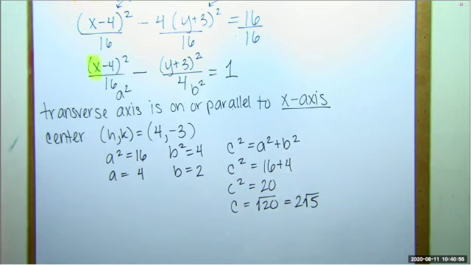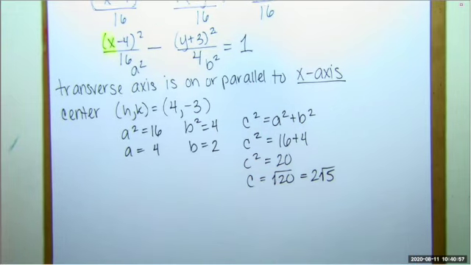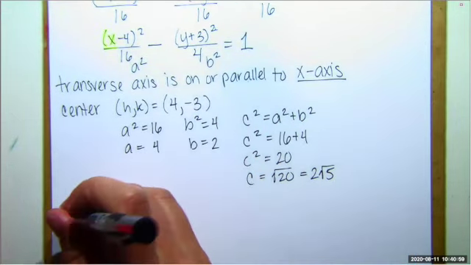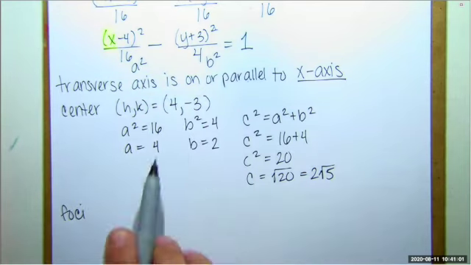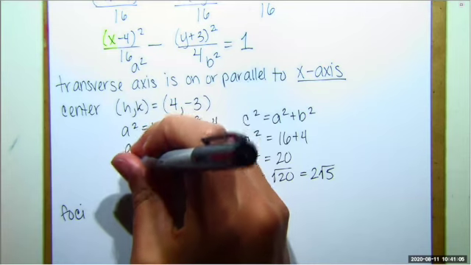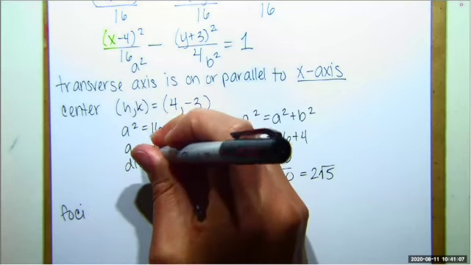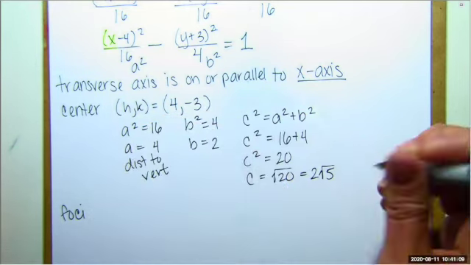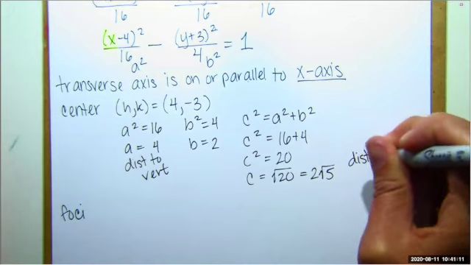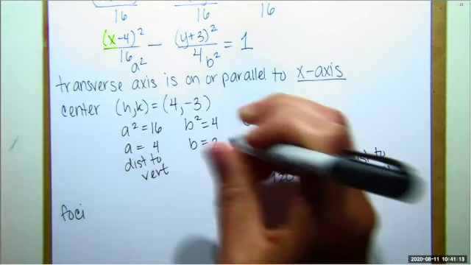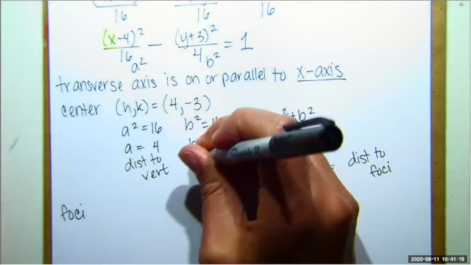All right, next up, let's list out our foci, our vertices, and our asymptotes. So for our foci, what I want to do is start at my center, 4, -3. And, oh, I forgot to write here. Let me just remind myself. a is our distance to our vertices. c is our distance to our foci. And then b is going to come into play when we look at those oblique asymptotes.